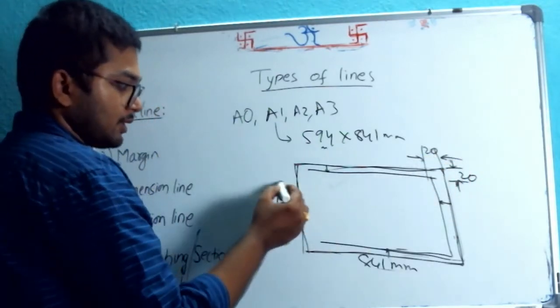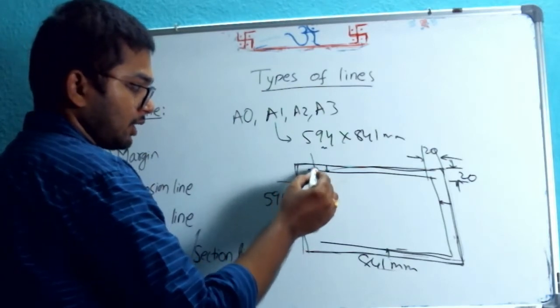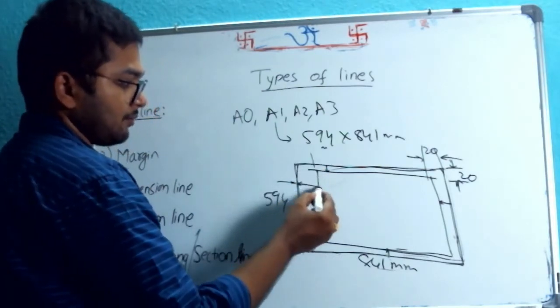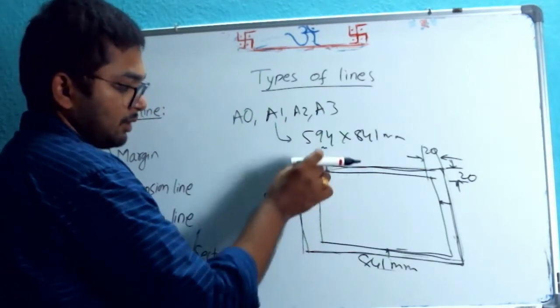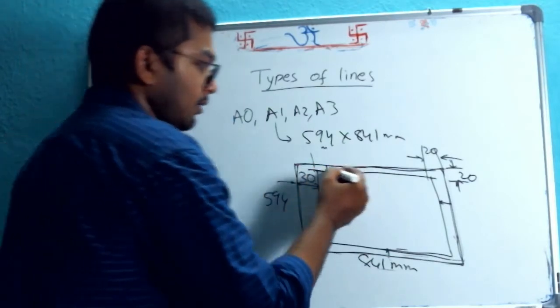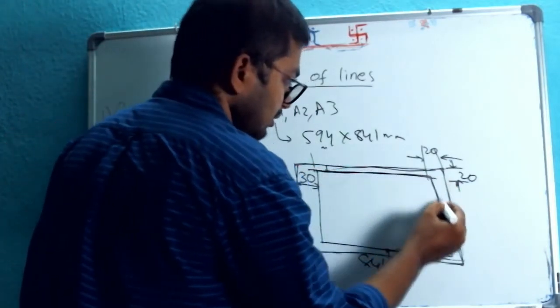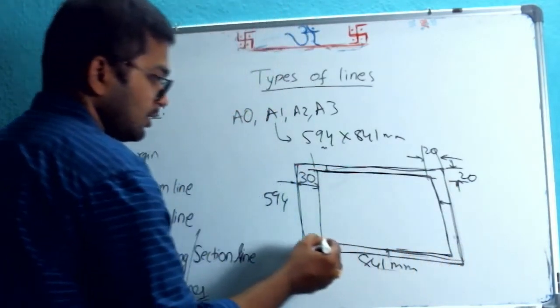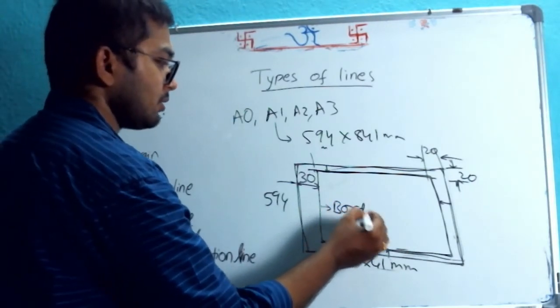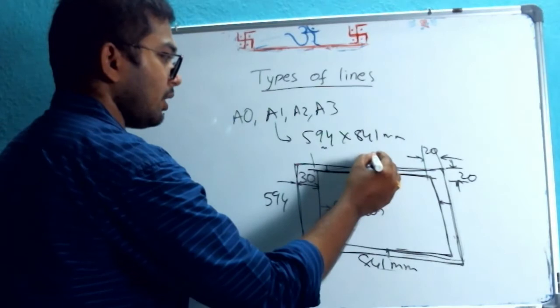But from here we will leave somewhere between 20 and 40, say 30 mm, and we will draw. This is also a thick, continuous line. So this inside one we call the border line. This outside one we call the margin line.